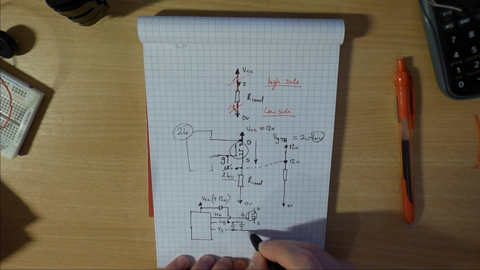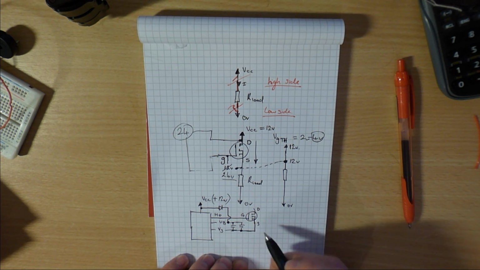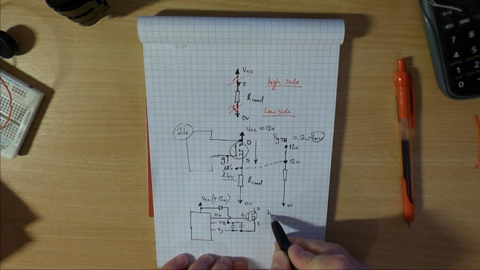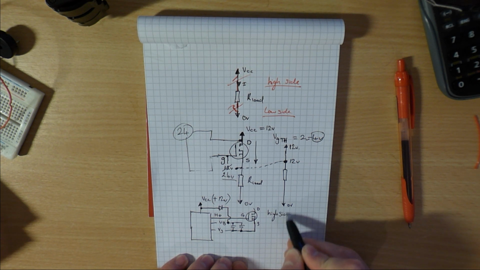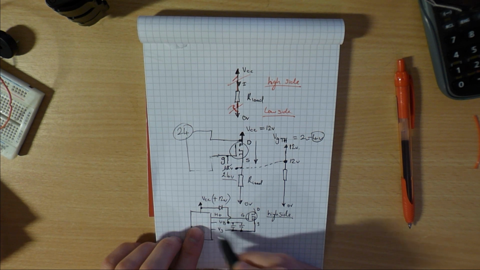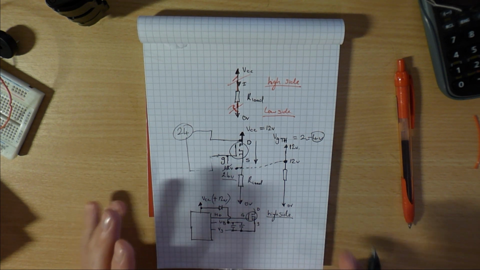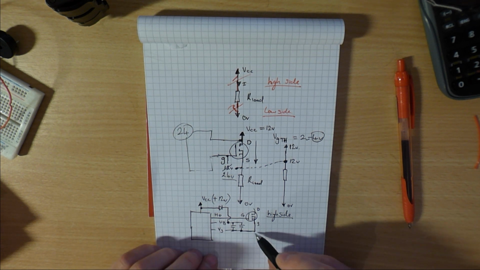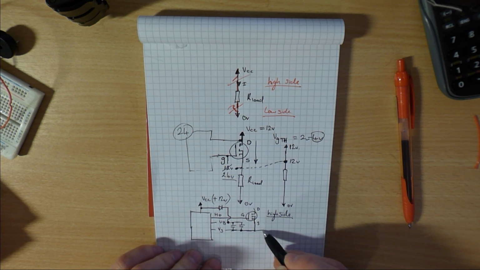Just one point, that in order to do that, we need to reference the bootstrap capacitors to the source of our high side FET. If we don't do that, there's nothing in here to allow these to charge, and they'll just sit there not charging because the base of them is floating. Okay, so it has to be tied to the source there.